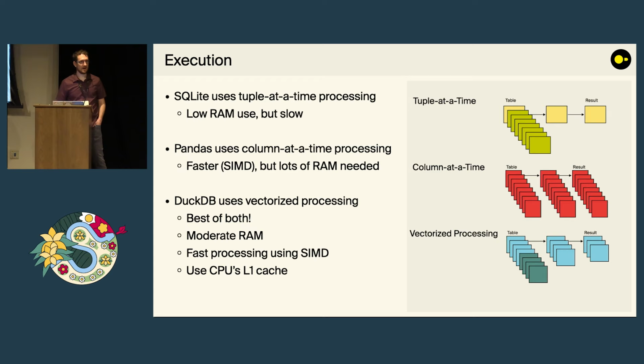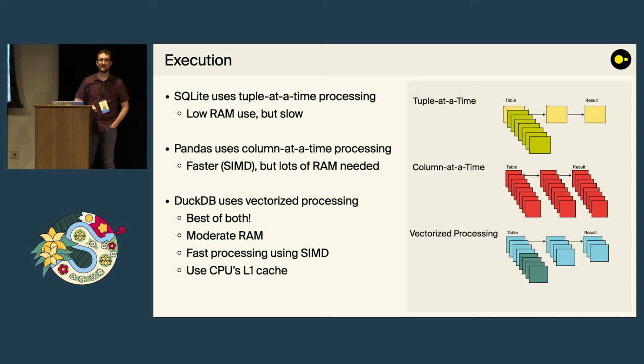Another design decision is contrasting the method of execution. SQLite is tuple at a time, or row at a time. And this is fantastic in a constrained memory environment. Let's say you're running SQLite on an aircraft, because they are run on aircraft, right? Memory is precious. You want to pull something from disk, crunch it, send it back to disk. But if you're a data scientist, that's going to be very slow.